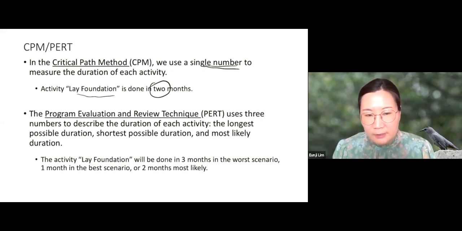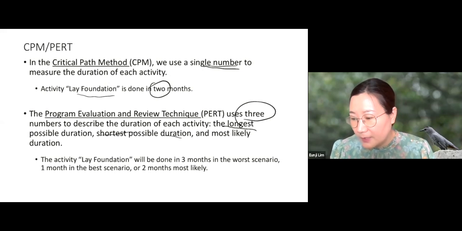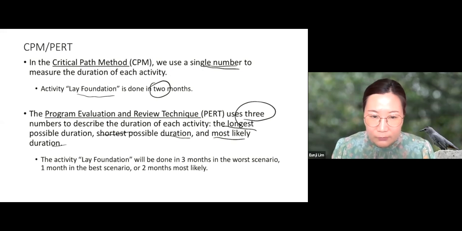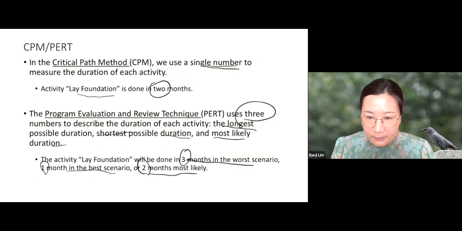On the other hand, in PERT, we're using 3 numbers to describe the duration of each activity: the longest possible duration, the shortest possible duration, and the most likely duration. For example, we can say that activity lay foundation will be done in 3 months in the worst scenario. So this is the longest possible duration. And 1 month in the best scenario. This is the shortest possible duration. Or 2 months most likely. This is the most likely duration.